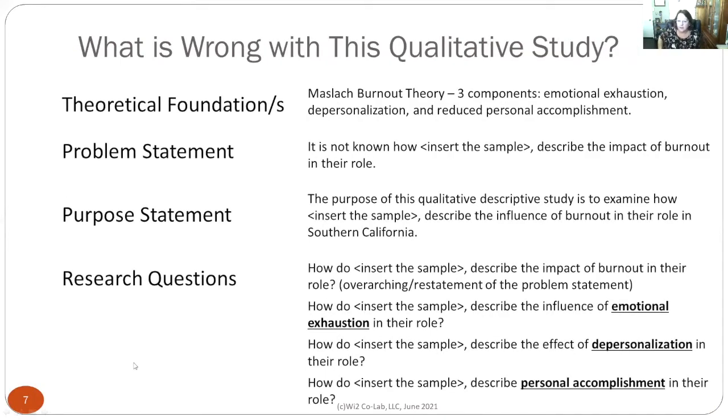Okay, it's your turn. You get to post in the chat room what's wrong with this qualitative study, and let's see if you can find it or them. There's a couple of issues here. We can even talk about it if you want.